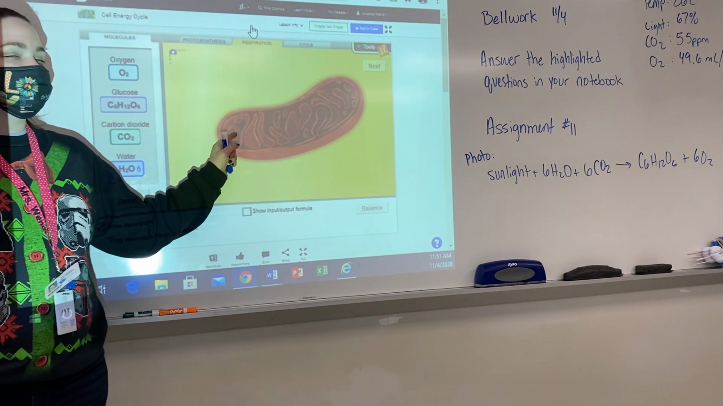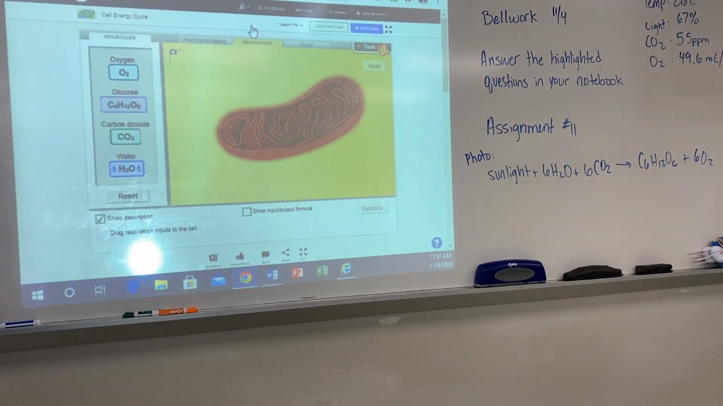So what process is happening inside this organelle? Cellular respiration. Yes, in general, for the most part, it is cellular respiration. So what two things do I need from here? I need oxygen and glucose. Once I have those two things, what is this process?